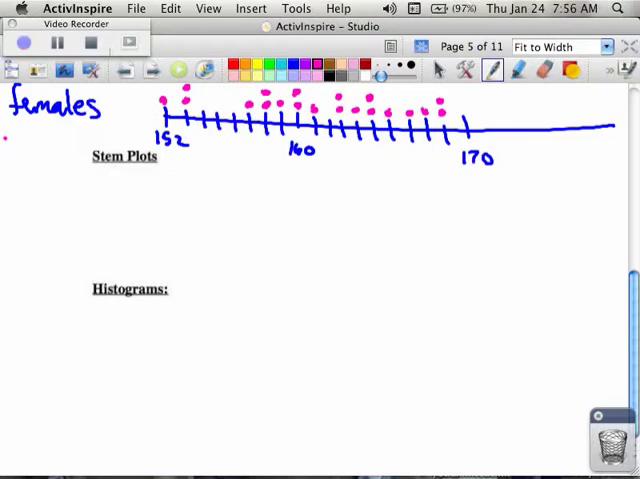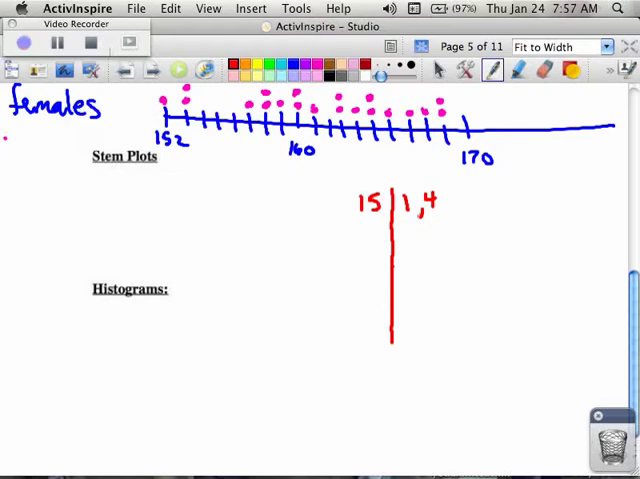In a stem plot, if I was going to do the males, for example, I would do something like this. If you look in the male table that they gave, you'll notice that the shortest heights begin in the 150s. So I might go with 15 to represent 150. And then as I go across, I notice that there is a height of 151 and 154.